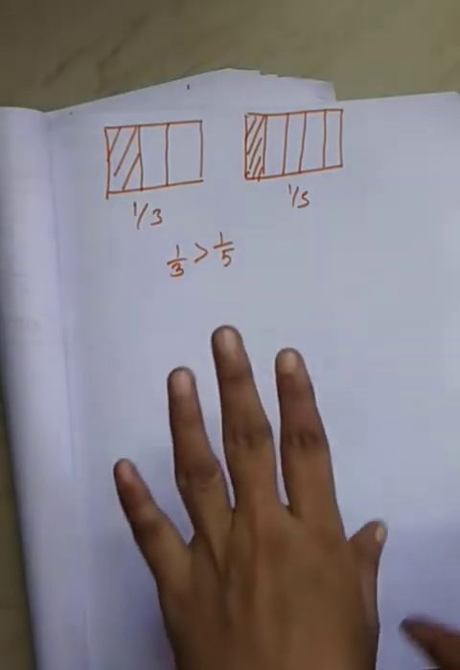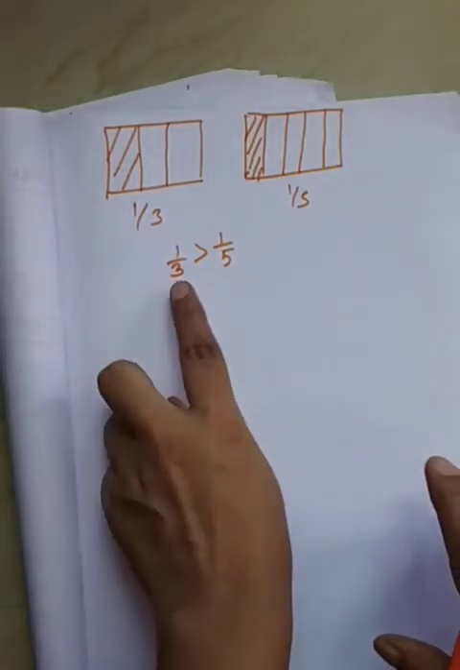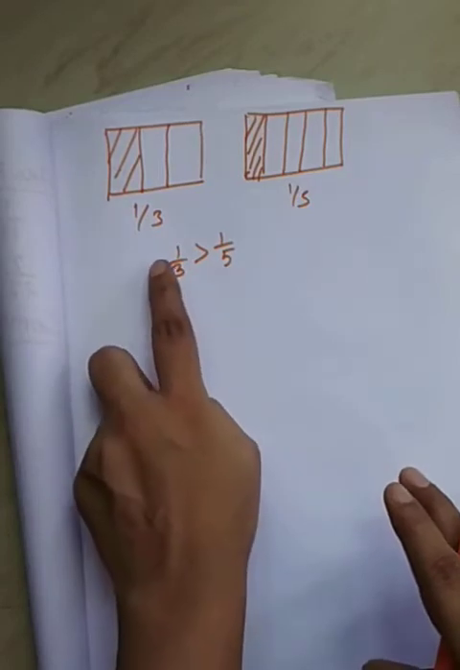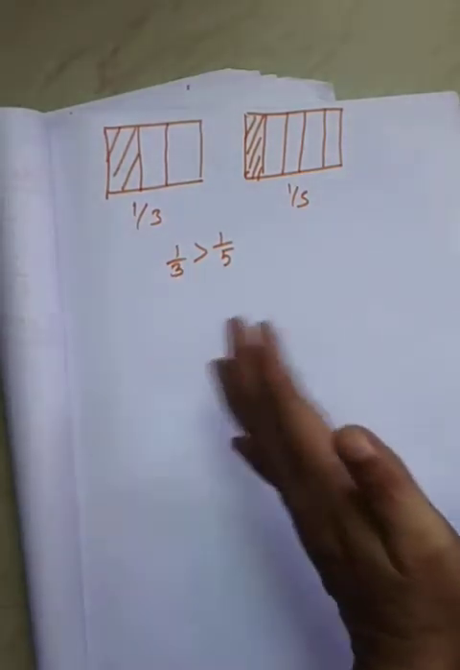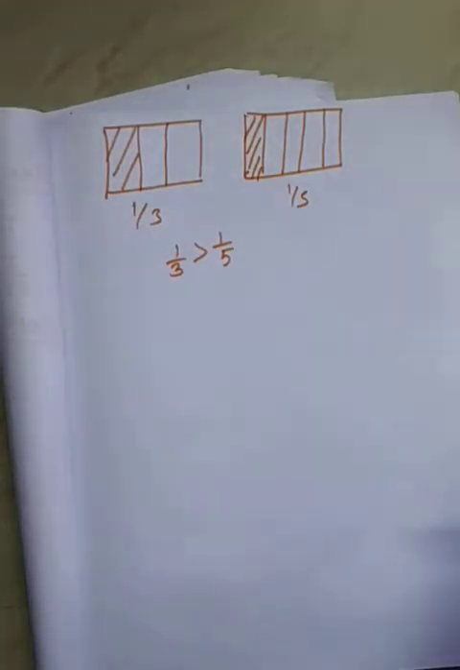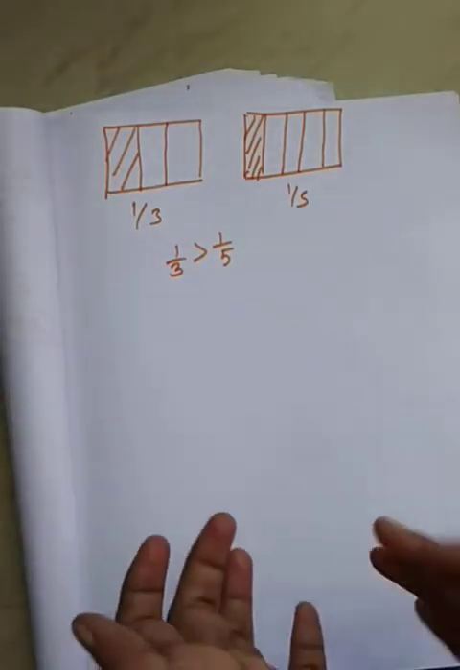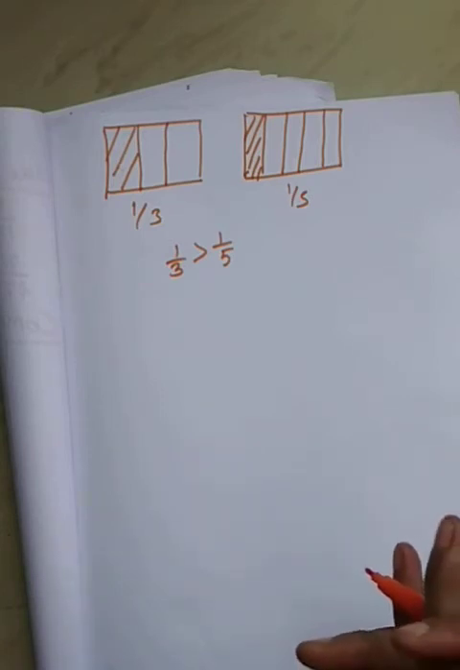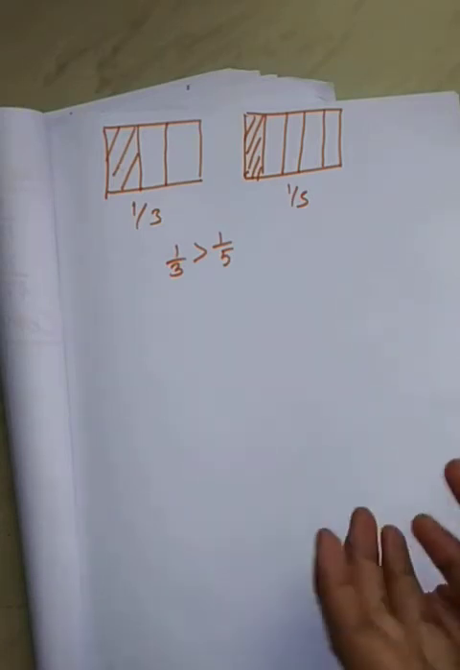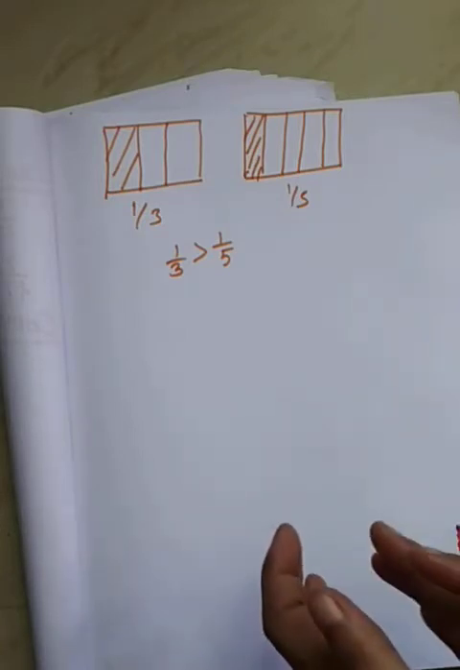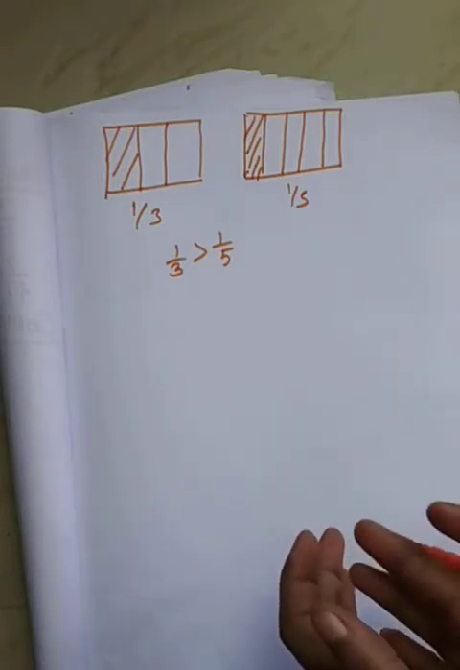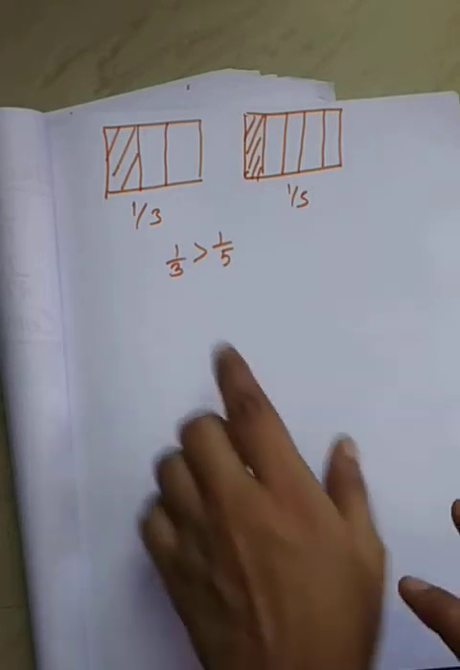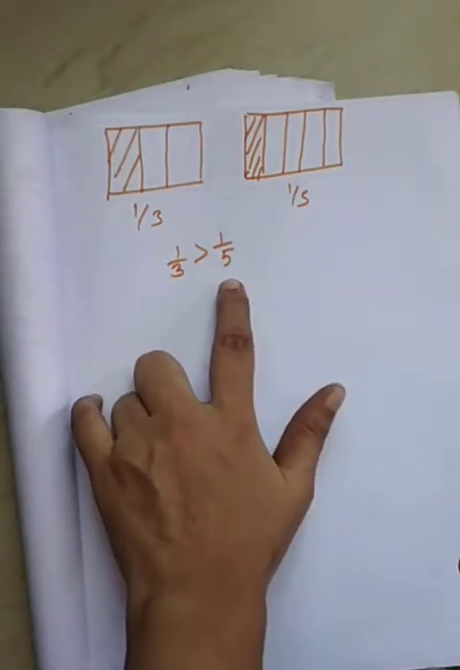Everybody clear? Note that in 1 by 3 the whole is divided into a smaller number of parts than in 1 by 5. The equal part that we get in 1 by 3 is therefore larger than the equal part we get in 1 by 5, since in both cases we take the same number of parts, that is 1. So the portion of the whole showing 1 by 3 is larger than the portion showing 1 by 5. Since 1 by 3 is greater than 1 by 5.